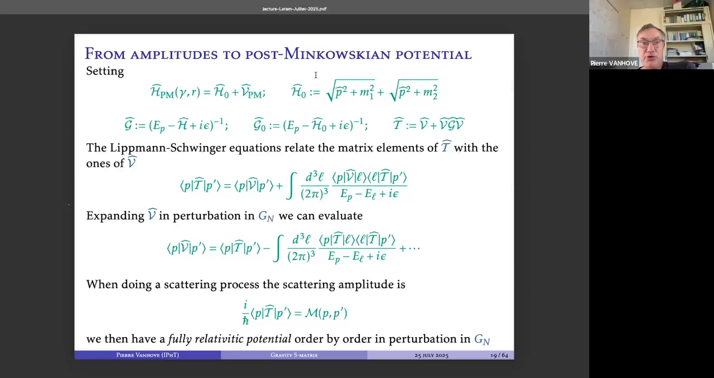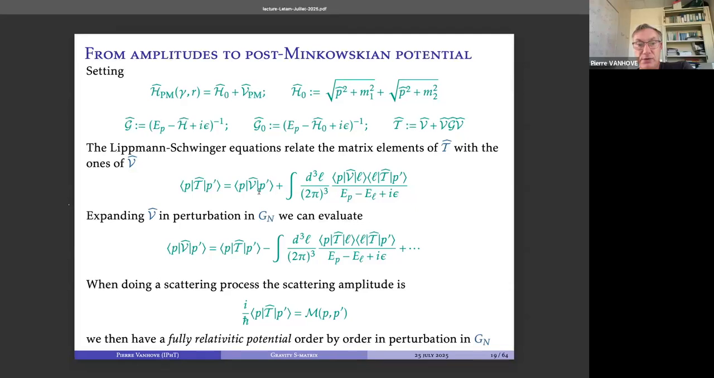But if you use the Lippmann-Schwinger equation, you can relate the scattering amplitude that you are going to compute to the object that I want to put in my Hamiltonian, which is the potential V, through a set of equations that is like that. So the Lippmann-Schwinger equation tells you how the T matrix is defined. H is essentially the inverse of the Hamiltonian. This is the free part, this is the interacting part.